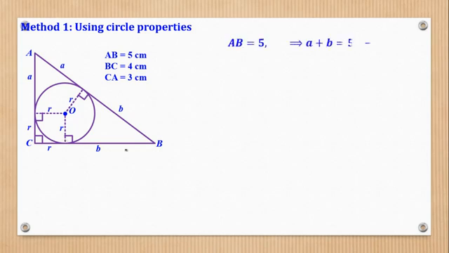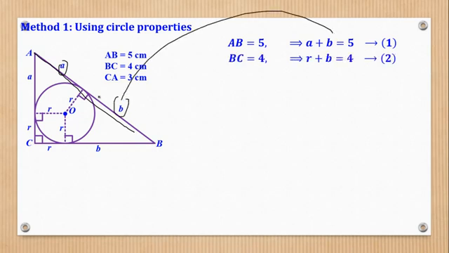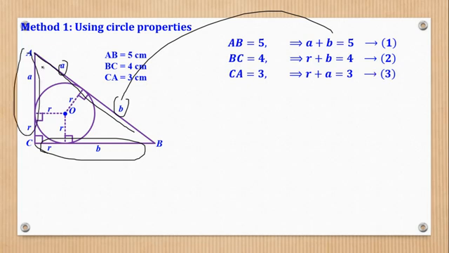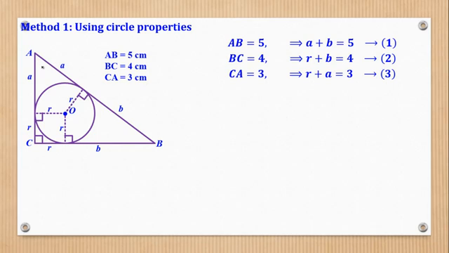After that, I'll come and say that AB is got by adding A to B. What about BC? BC is R plus B, and CA is R plus A. Now I have 3 equations and 3 unknowns, because there is 1, 2, and 3. Okay, that is good. So when I have 3 equations and 3 unknowns, it means I can solve simultaneously.